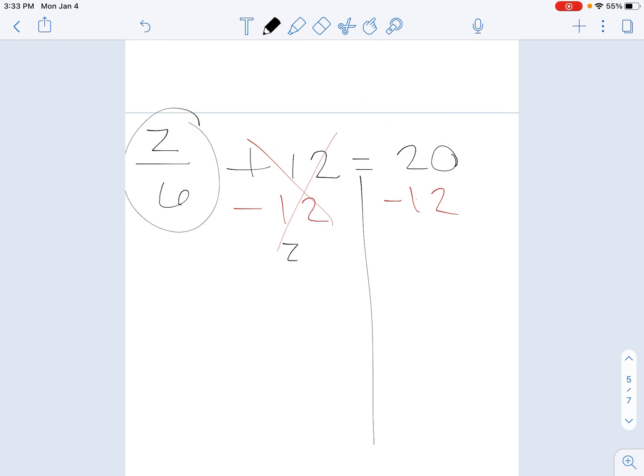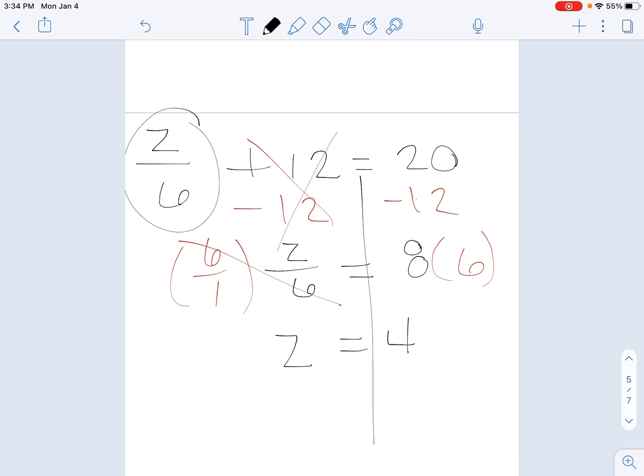So I still have my Z divided by 6 equals 8. What number divided by 6 equals 8? Well, the opposite of dividing by 6 is multiplying by 6. So I'm going to show times 6 on the left and times 6 on the right. Show me your cancellation on the left. So I think my solution is Z equals 48.